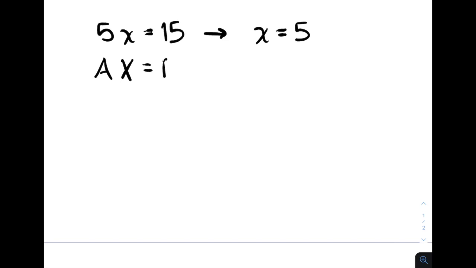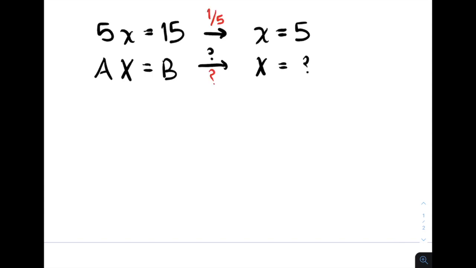For the algebra of numbers, solving a system that looks like 5x equals 15, we would divide both sides by 5 to get that x equals 3. The question here, is there an analog for matrices such that we can go straight to what x is?